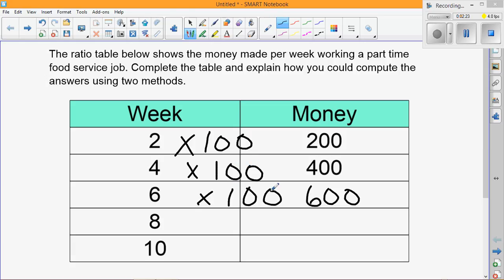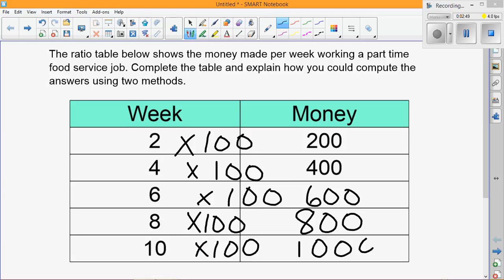So there's another pattern, addition, additive. The additive pattern is the way that we started doing ratio tables. The multiplicative pattern is another way we can do it. And it works out really nicely when you have nice even numbers. Sometimes the additive pattern is a bit easier, but sometimes the multiplication pattern is a bit easier. So 8 times 100 is 800, and 10 times 100 is 1,000. So after working 10 weeks, this person will make $1,000.